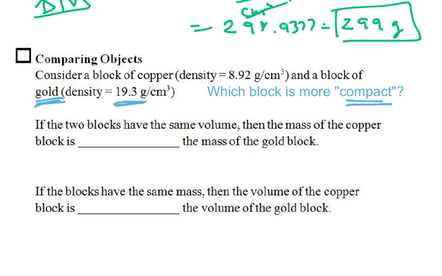So if I have two blocks of the same volume, then the mass of the copper block is what? More or less than the mass of the gold block? Well, who's more compact? The gold is more compact. So into that same volume, I would expect more gold to pack into that volume. So my gold is going to be heavier. Now the question is, what's the mass of the copper? The mass of the copper is less than the mass of the gold block.